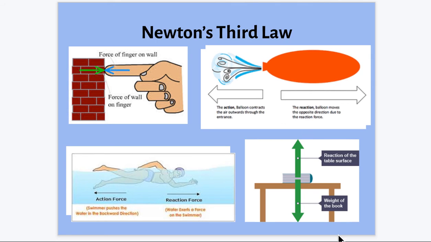So the balloon, it pushes the air outward, and the reaction is the balloon moves in the opposite direction. Have you ever let a balloon go and it goes this way and the air's moving that way? Okay? So your swimmer down here, the swimmer pushes the water backward, but then that causes you to go forward. This book just sitting here, the table and the weight of the book.